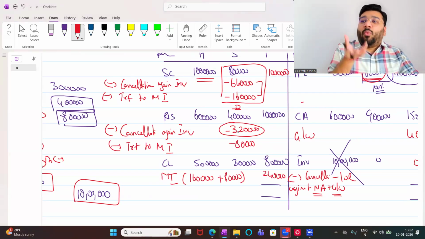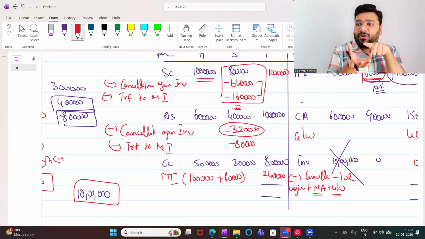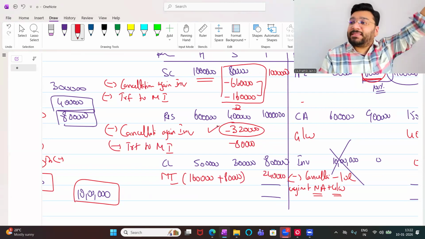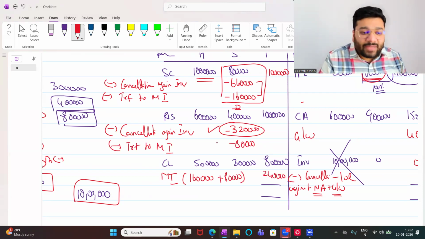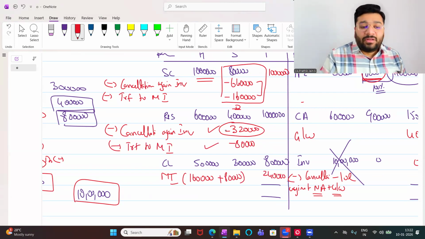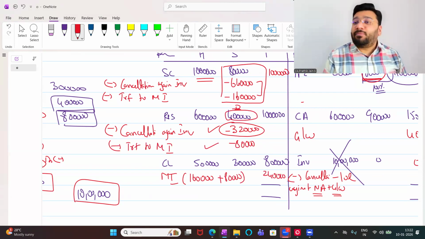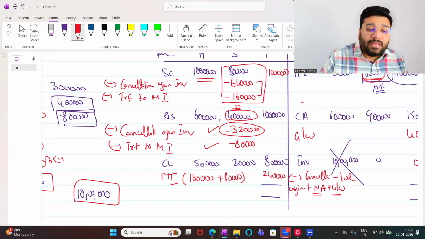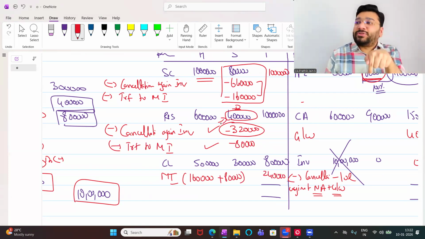Pre-acquisition profit of the subsidiary company does not belong to me. This 320 belongs to X. So while paying the investment money to X, that 320 is gone. And this 80,000 is minority. This 4 lakh is the total pre-acquisition profit. In an upcoming question, we'll have 5 lakh, including post-acquisition profit.